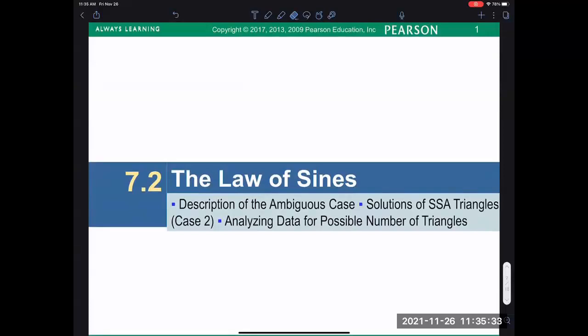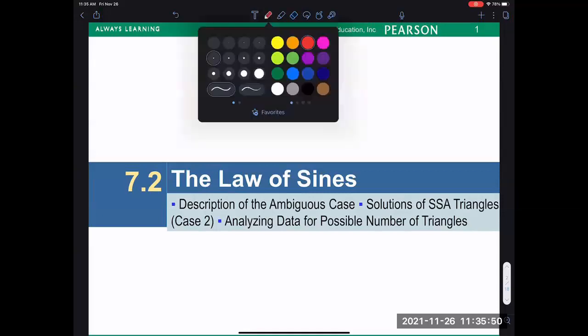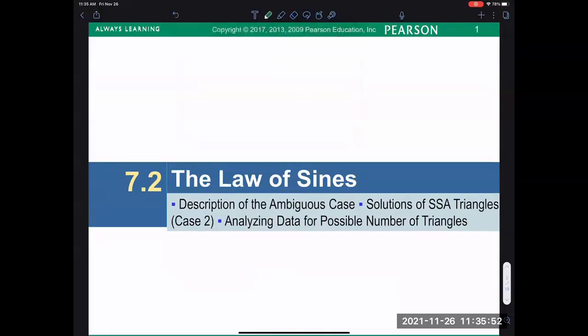And in 7.1, we looked at different cases of what information you're provided about a triangle, and then how you would solve the triangle using the law of sines from that information. From 7.1, we looked at case 1. And then in 7.2 now, we're going to look at case 2.